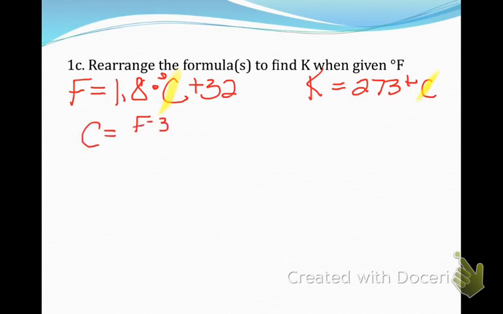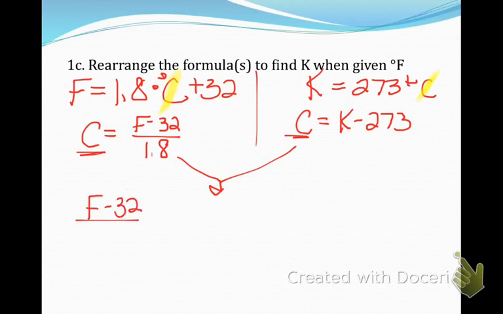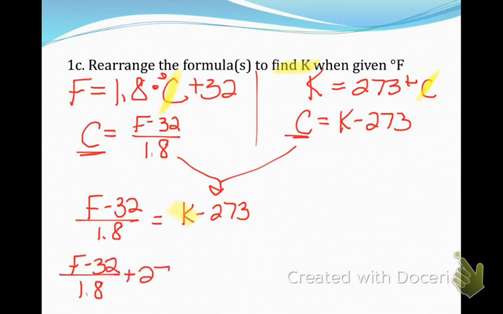C is equal to F minus 32 over 1.8 on this side. And on the right-hand side, C is equal to K minus 273. So I can actually take both of these equations and make them equal to each other because I have C right here. F minus 32 over 1.8 is equal to K minus 273, transitive property. Alright, so I want to find K when given F. So I want to get K all by itself. Pretty easy to do. Just add 273 to both sides. F minus 32 over 1.8 plus 273 is equal to Kelvin. There you go.